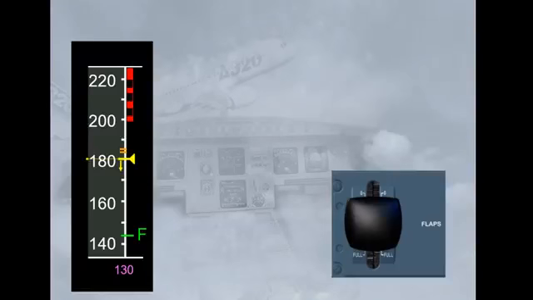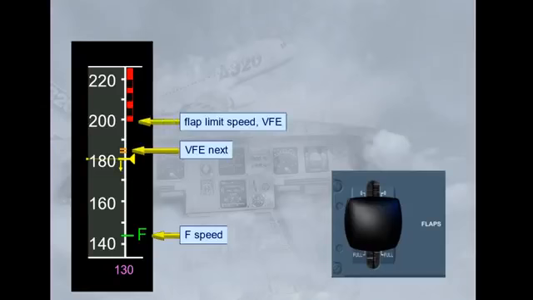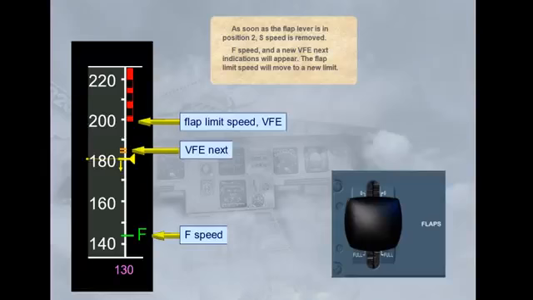As soon as the flap lever is in position 2, S speed is removed. F speed and a new VFE next indications will appear. The flap limit speed will move to a new limit.